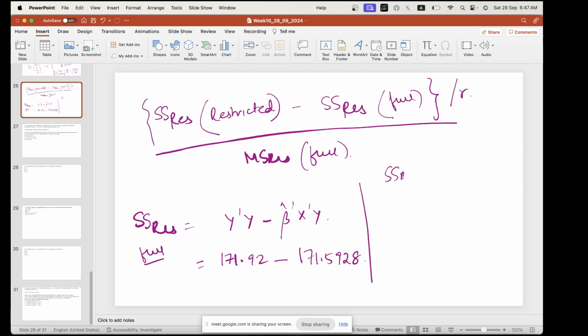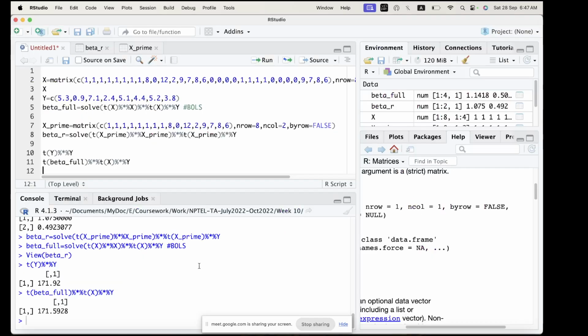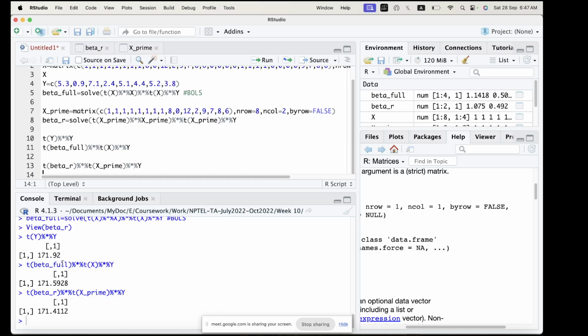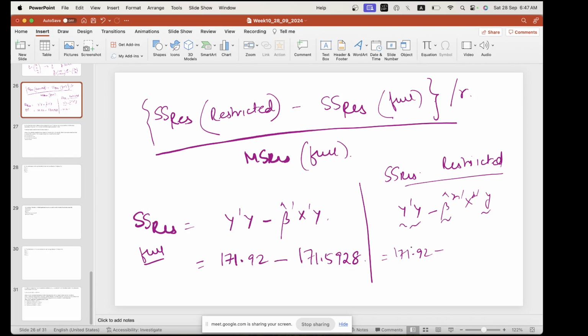And then SS residual for restricted is y prime y minus beta star prime x star prime y. So this will be 171.92 minus this thing we are going to write. So instead of beta full and x, we will have beta r, that is restricted, into x prime into y. So that would be 171.4112. So this is 171.4112.